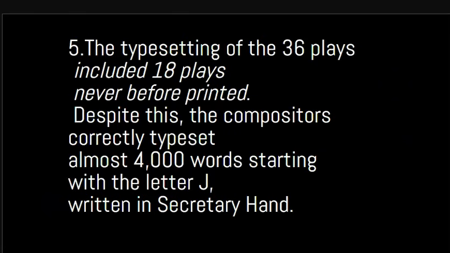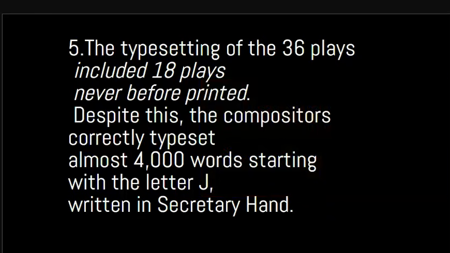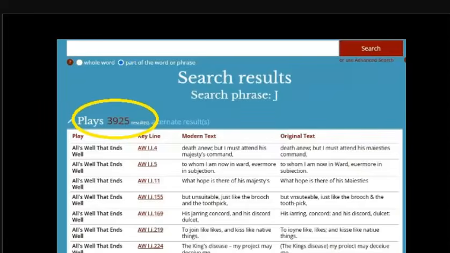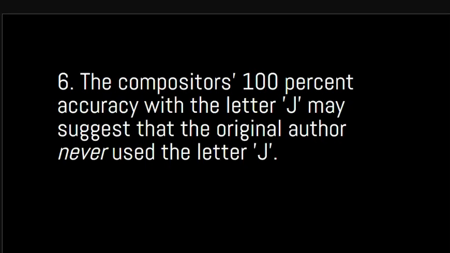Number 5. The typesetting of the 36 plays included 18 plays never before printed. Despite this, the compositors correctly typeset almost 4,000 words starting with the letter J written in secretary hand. Here it is again. The letter J theory. This is my own invention. Number 6. The compositor's 100% accuracy with the letter J may suggest that the original author never used the letter J.